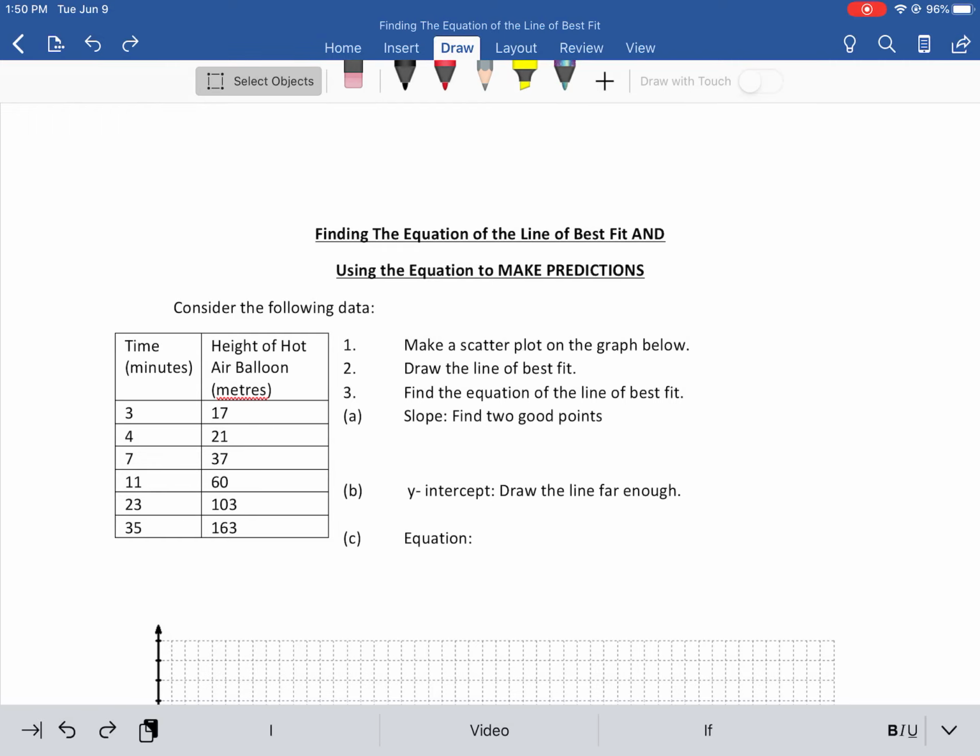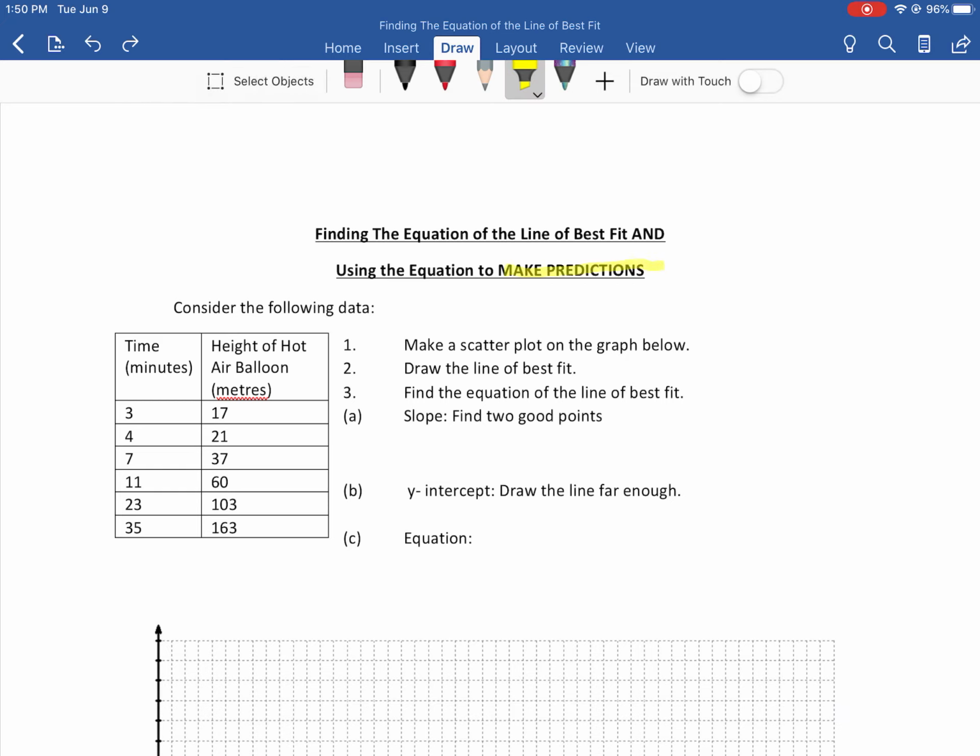Today we go one step farther with scatter plots. Today we're going to be finding the equation of that line of best fit and then using the equation to make predictions. And I want to highlight that. That's what this is all about. We want to be able to make predictions about what's going to happen next. Okay, so we're going to go through that scatter plot, making again a little bit, and then we're going to throw in some technology here so you can see how a computer might be involved in doing all these things.